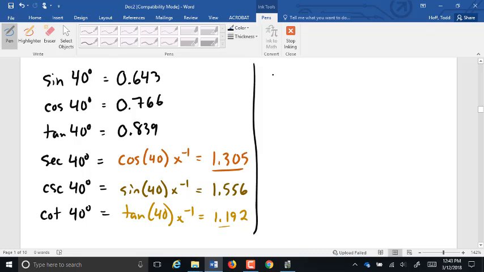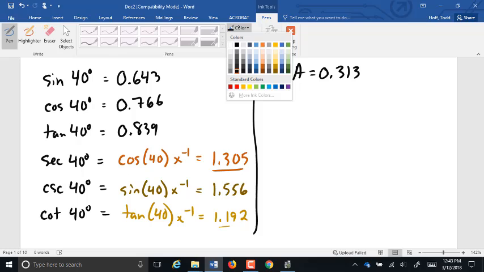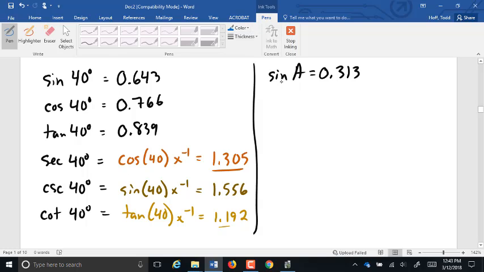What if I give you that the sine of angle A equals 0.313? How do I find A? Think of A as like x. We have to get rid of the sine. What's the opposite of sine? Just like our logs and our exponentials, it is the inverse sine. On your calculator, you know how to do an inverse sine?